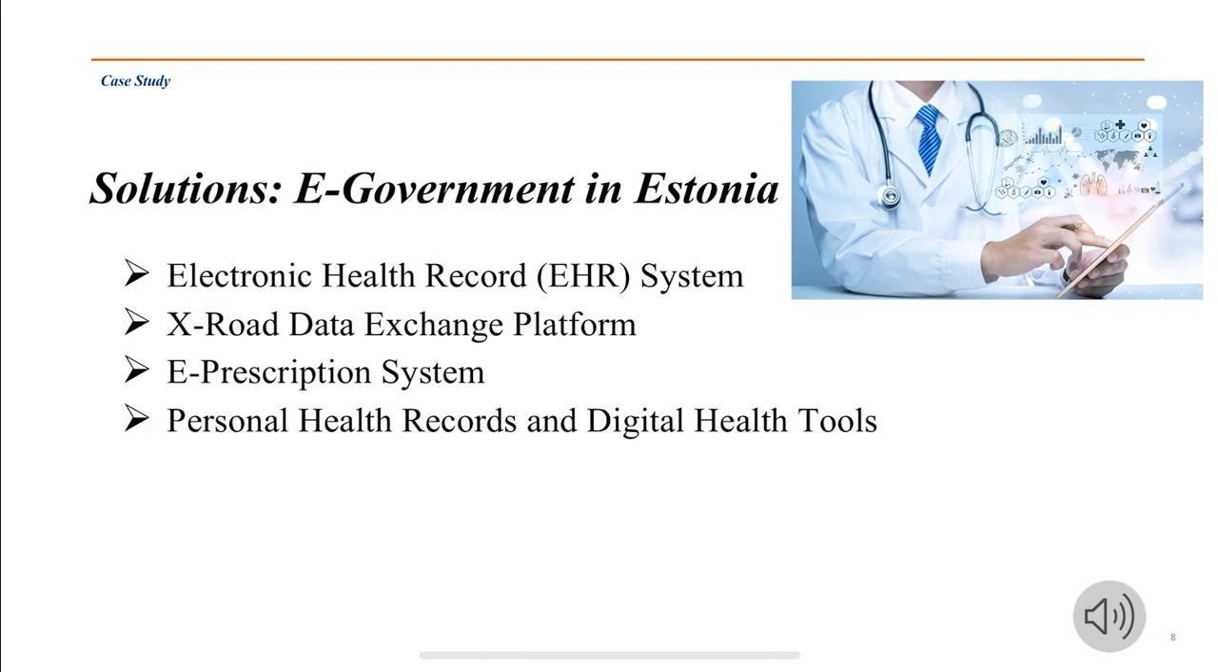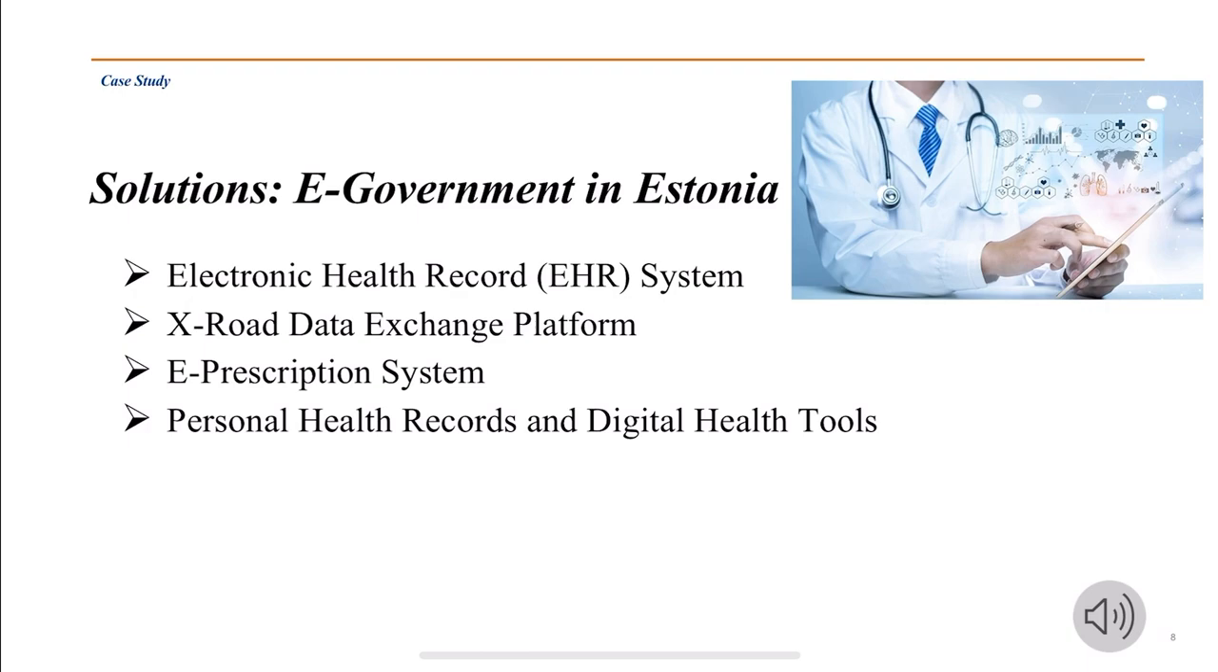Estonia implemented this comprehensive EHR system, commonly referred to as the Estonian Health Information System, EHIS. The EHIS securely stores patient data, allowing only authorized healthcare professionals across the country to access a patient's medical history, test results, and treatment information. This streamlined communication and heavily improved care coordination among various healthcare providers.